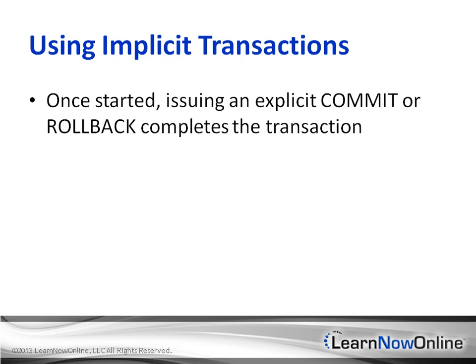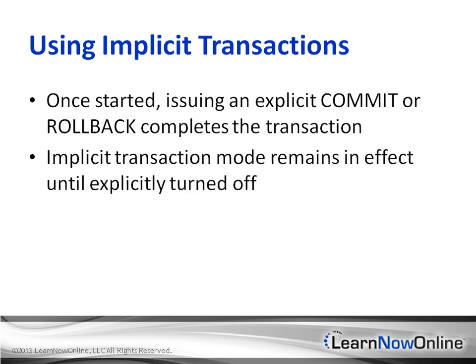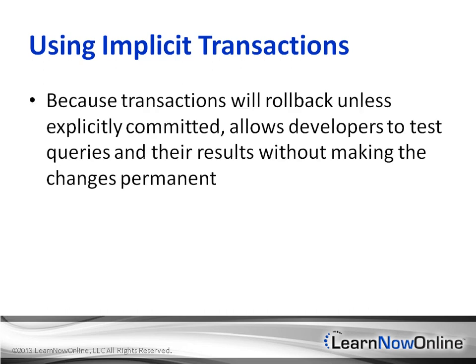And once an implicit transaction is started, issuing an explicit commit or rollback will actually complete the transaction. Implicit transaction mode will remain in effect until you explicitly turn it off. So we're going to take advantage of this. Because transactions will roll back unless explicitly committed, you as a developer can test queries and their results without making the changes permanent.